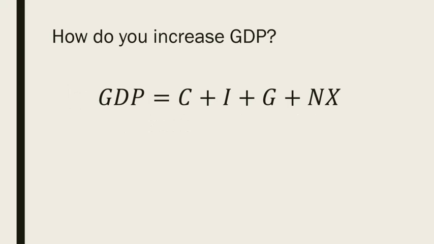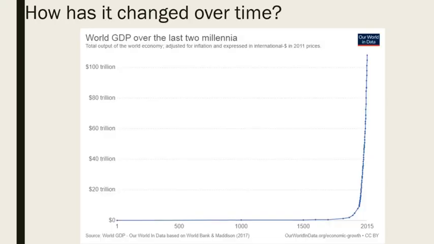So how do you increase GDP? Well, you increase it through increasing consumption, increasing investment, increasing the government spending, or increasing net exports. And so those are the ways, and we're going to talk a lot about this model and how it relates to what we call Keynesian economics as a way for a country to weather its way through economic storms.